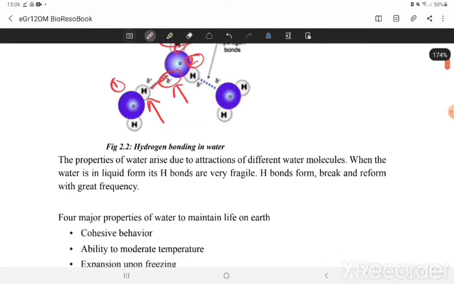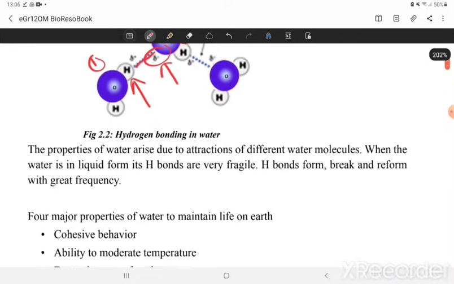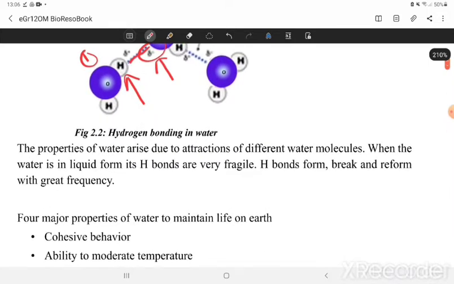Now the properties of water arise due to the attractions of different water molecules. So water molecules have to actually communicate with each other to show these properties, right? They have to talk with each other. Because of these attractions only, the properties of water are apparent.